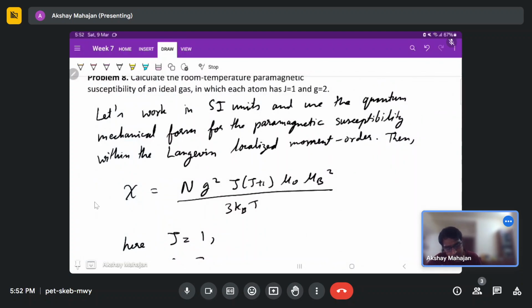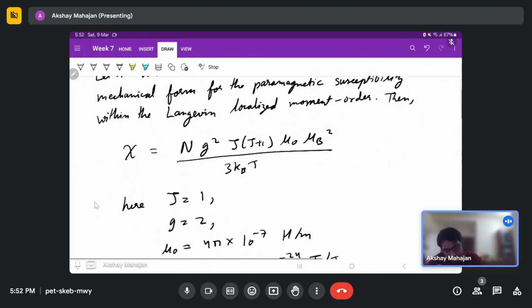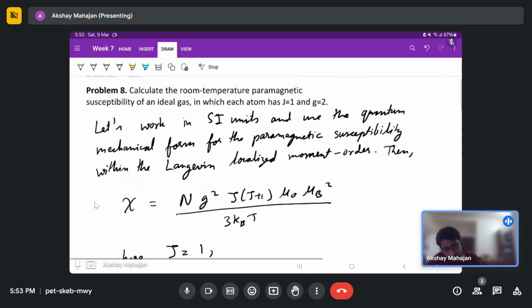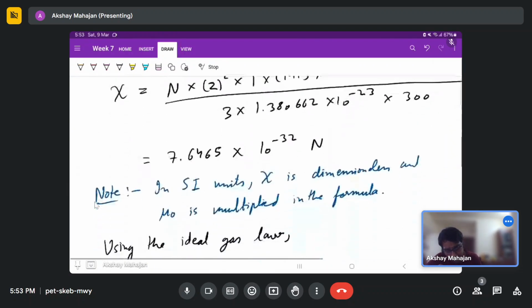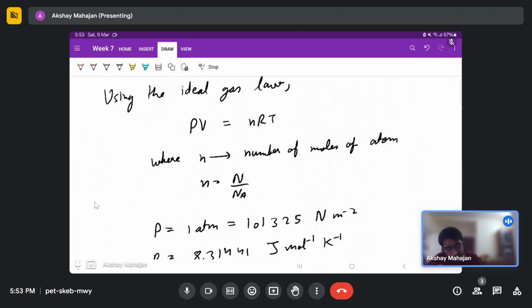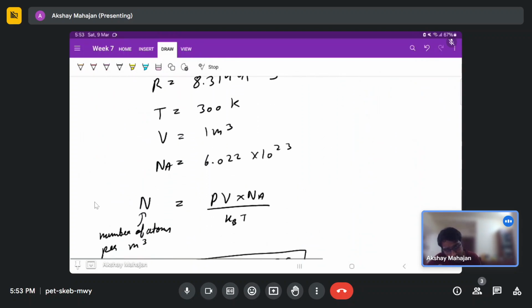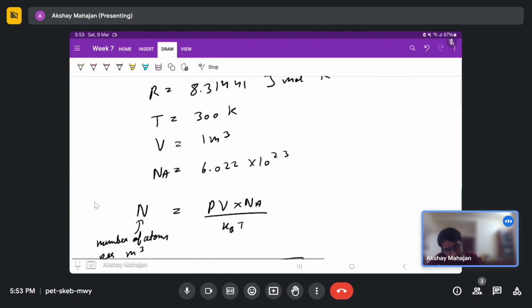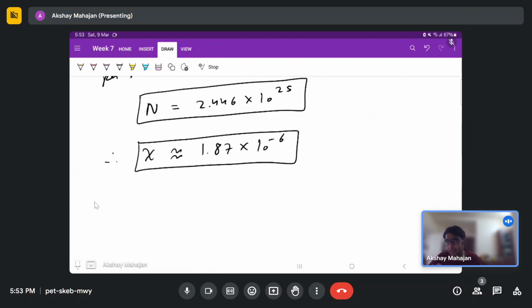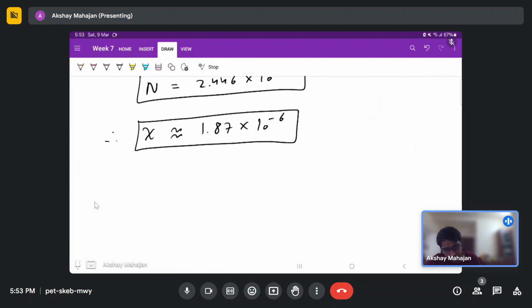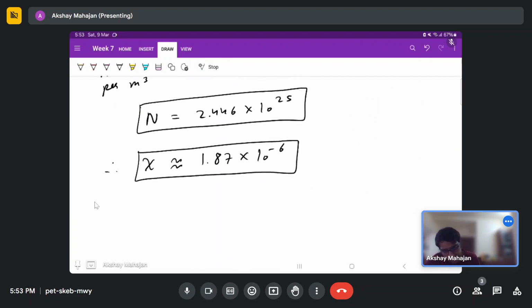So basically you have to use this susceptibility formula. g and J are already given to you. All you need to find is capital N, which is the number of atoms of this ideal gas per unit volume. For that, since it is an ideal gas, just use the ideal gas law. PV is equal to nRT, where n is per mole, so it will be PV N A by k B T. Take volume as 1 meter cube so that you get the number of atoms per meter cube, and then just multiply that by chi. The values might be a little different, there might be some calculation mistakes, so just check it.